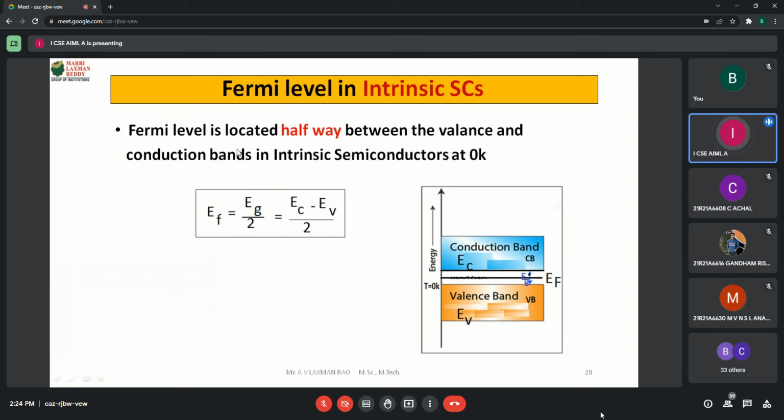Now, for intrinsic semiconductors, the Fermi level is exactly in the middle of Eg. So we can write Ef equal to Eg by 2, where Eg is the difference between the conduction band and the valency band. That is Eg, the forbidden energy gap, which we call Ec minus Ev, so Ef is Ec minus Ev by 2 like this.